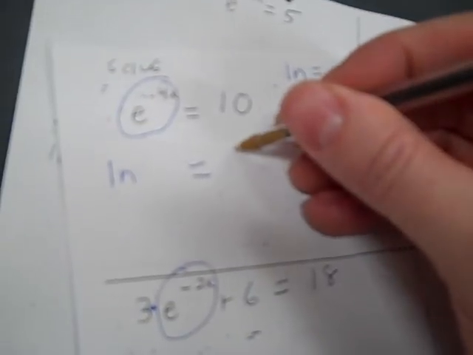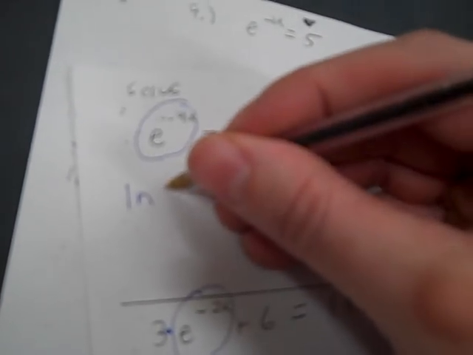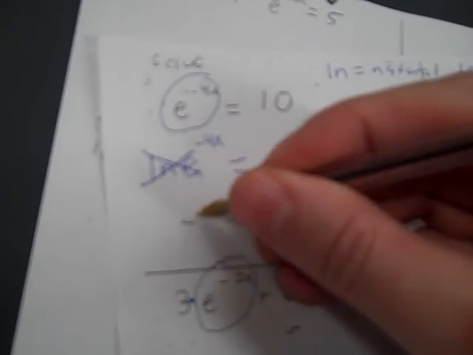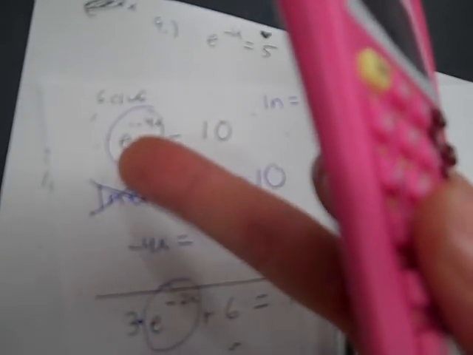Okay. So I put ln on both sides, and then I just put what I have on each side: ln e to the negative 4x power, and then ln 10. Now these cancel, and I have negative 4x. It's no longer an exponent. You take the natural log of both sides. If you take ln of e, they'll cancel, and you'll have negative 4x. And then I take ln 10 on the calculator. Don't hit second on that.